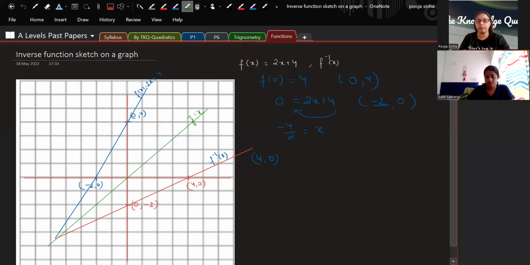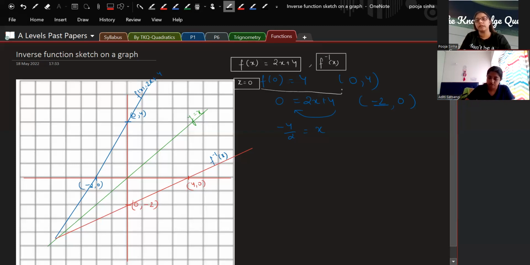So I'll just revise the steps. What all did we do? First of all, we wrote our function. What did we need to find? For that, first we wrote x equals 0. For x equals 0, we found this value when you put it in the graph, so that becomes one plotting point for the main line. Then you put y equals 0, that is f(x) equals 0. Then you get your second plotting point, which is this, and you put it on the graph.